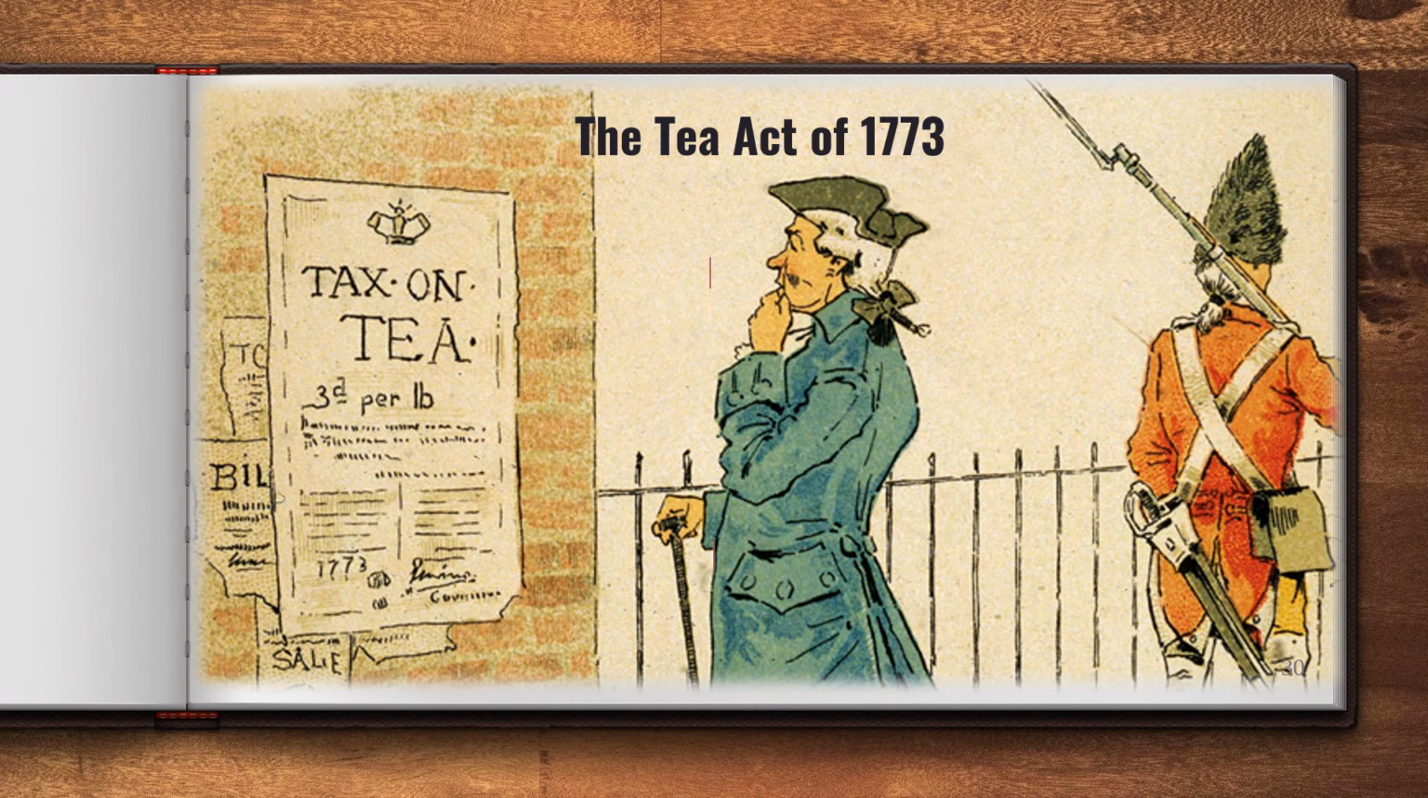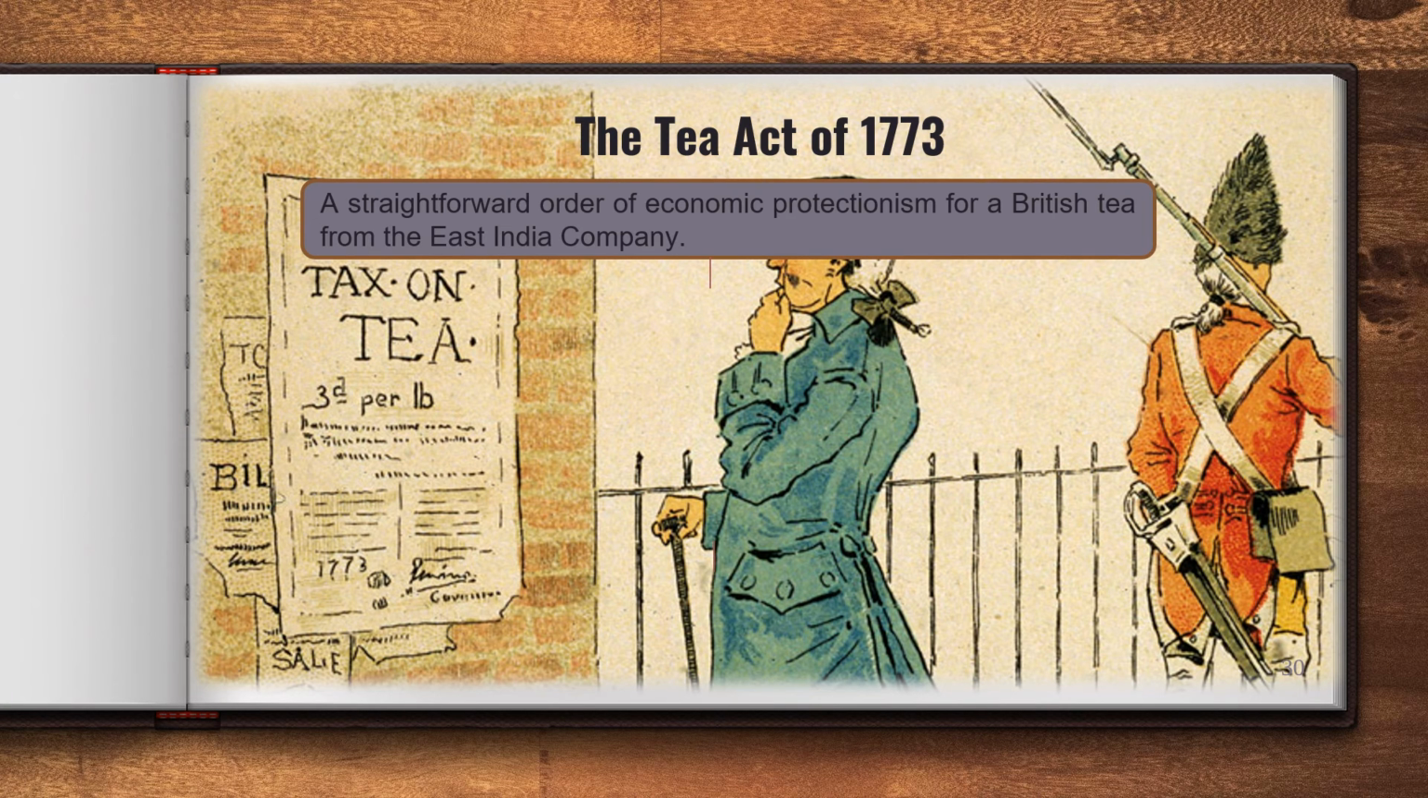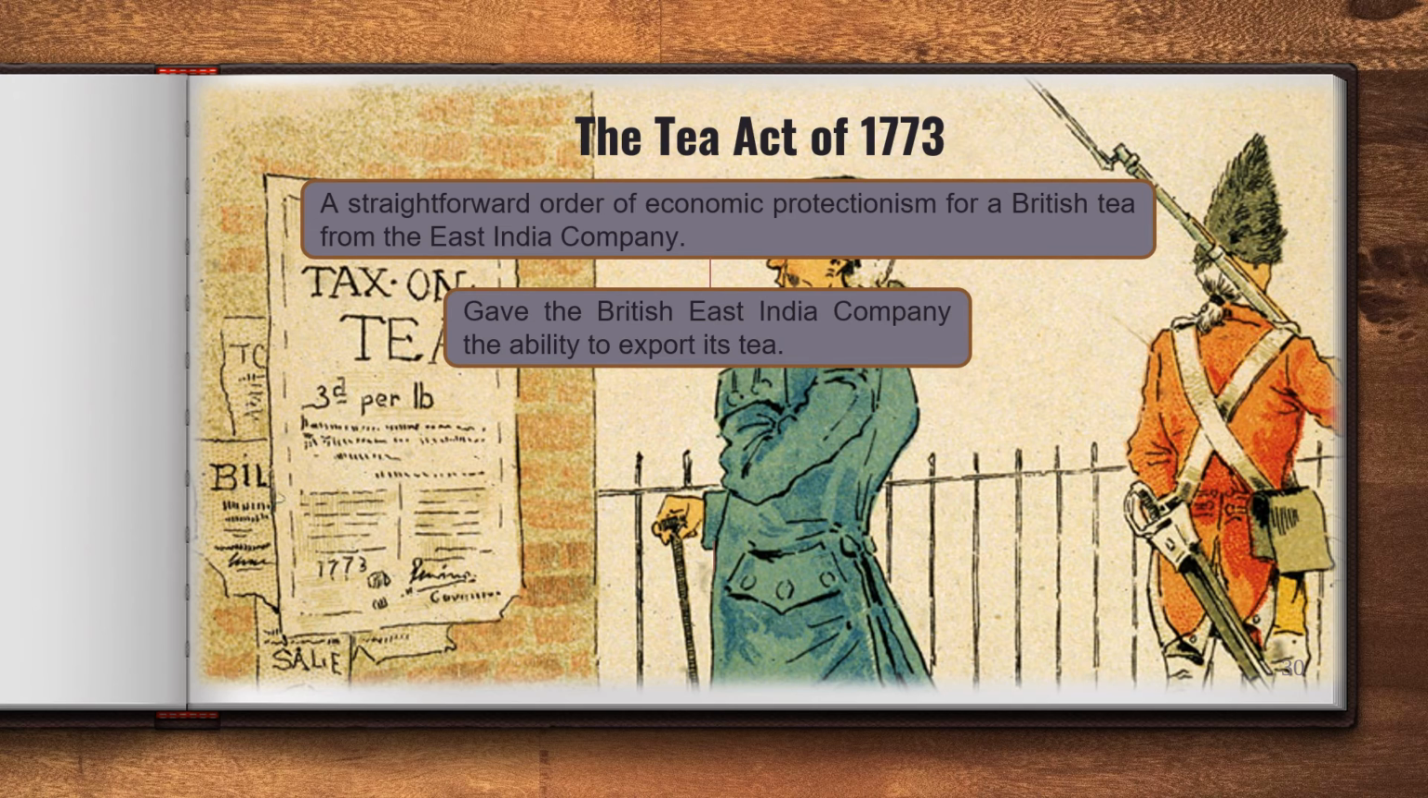Moving on to the Tea Act of 1773. This act is a straightforward order of economic protectionism for British tea from the East India Company. Kasi nga, during the time, the East India Company was on the point of bankruptcy. Then, this act also gave the British East India Company the ability to export its tea.